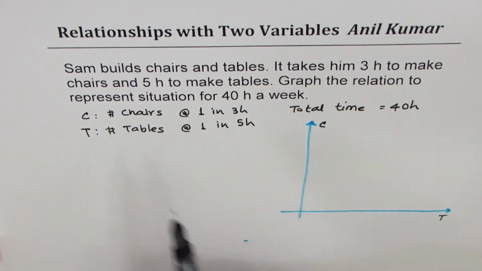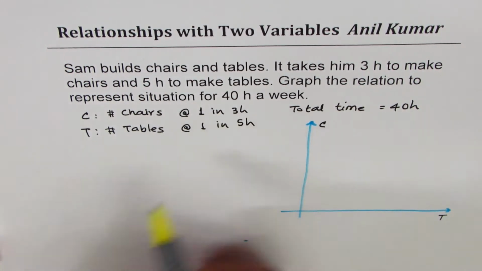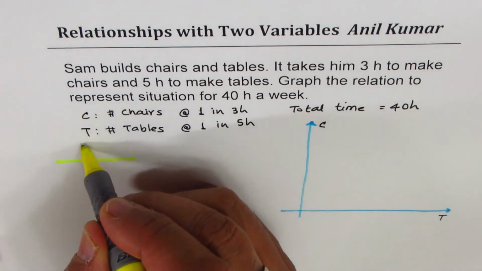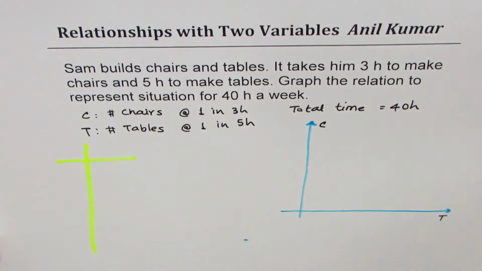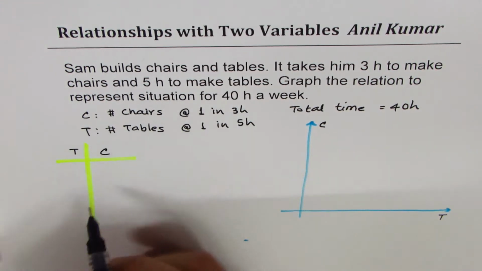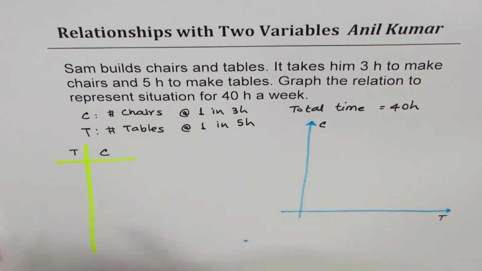And to graph, we actually need a table. So let's make a T table for the scenario. Okay, so let's try to start with a T table. So we're just approaching, and then we'll figure out how to do what. Okay, so we say we'll put tables here and chairs here. How are they related? That's a big question.